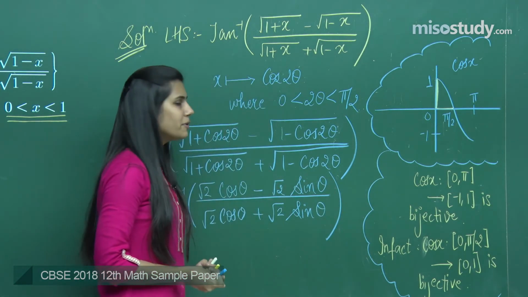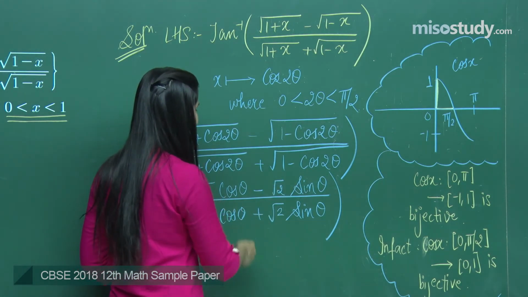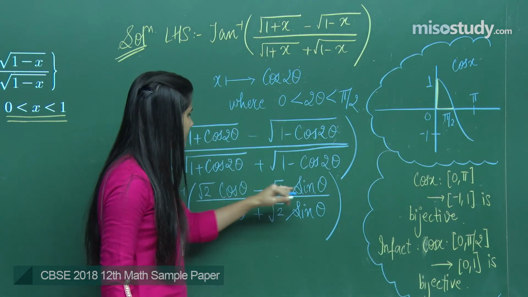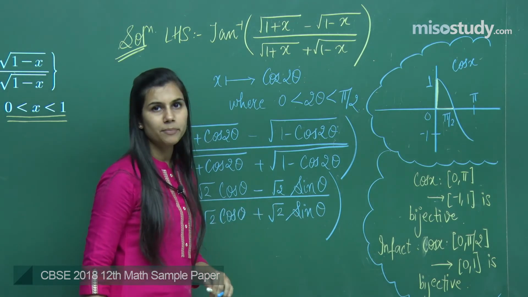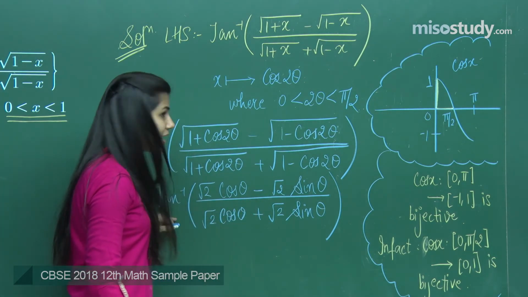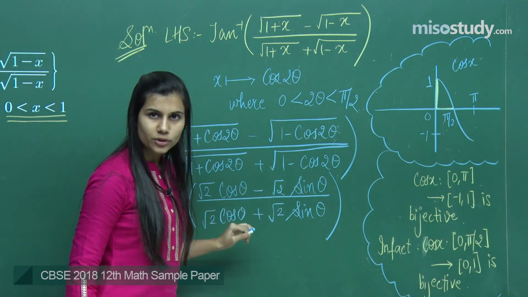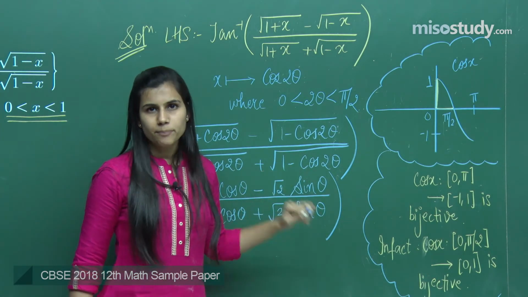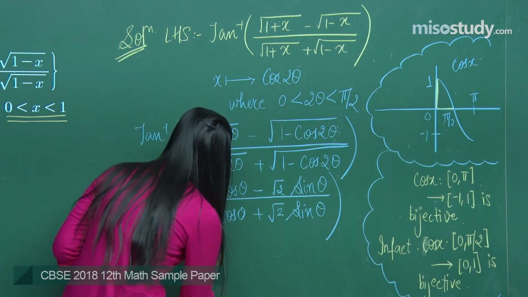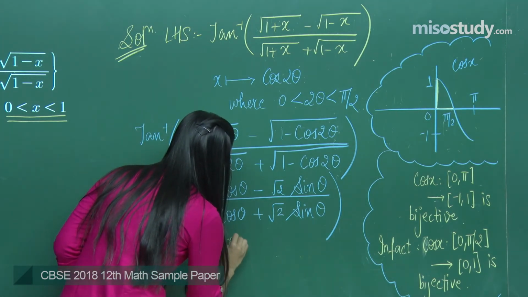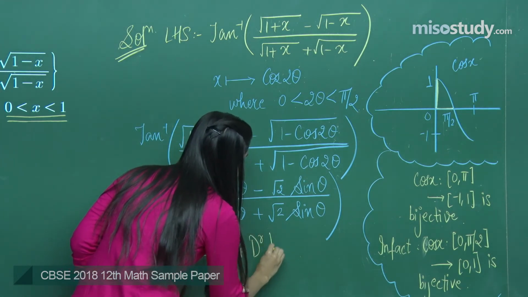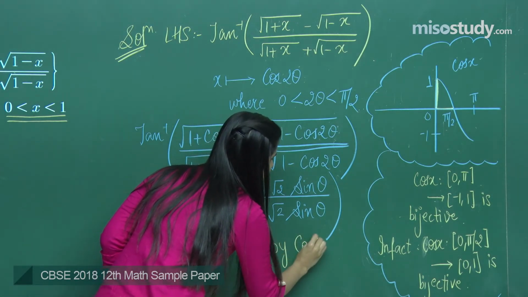Root 2 comes out common from numerator and denominator and it gets cancelled. You're just left with cos theta minus sine theta upon cos theta plus sine theta. And here you have tan inverse. Somehow let's try to create tan inside, okay? For tan I need sine upon cos. So let's do one thing. Divide numerator and denominator by cos theta.